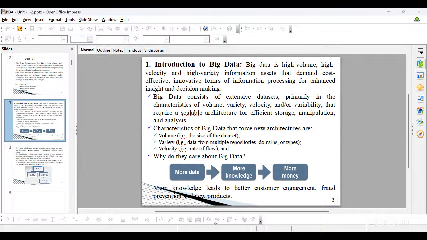So here you can just see, right? So big data consists of data sets, which is primarily the characteristics of volume, variety, velocity, veracity, variability, and value, right? So why do we use this architecture? It is for efficient storage. You need to store the data efficiently. The random storage is important, right? So you need to store the data efficiently, manipulate the data, and analyze the data. You need to check the data, analyze it, and change it based on the requirement.